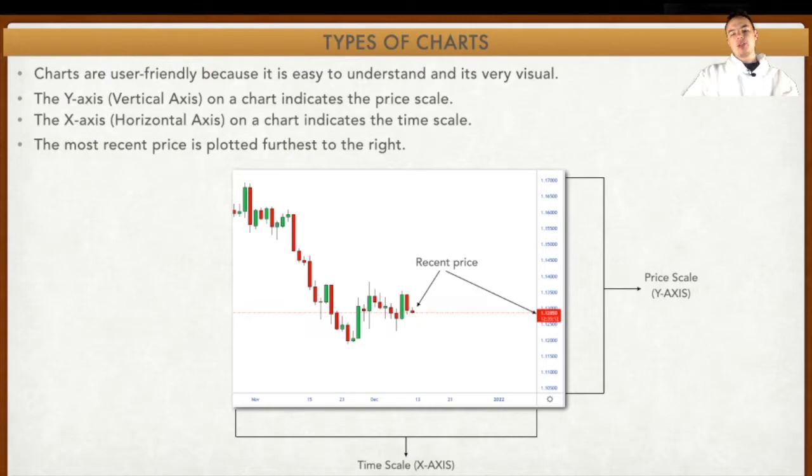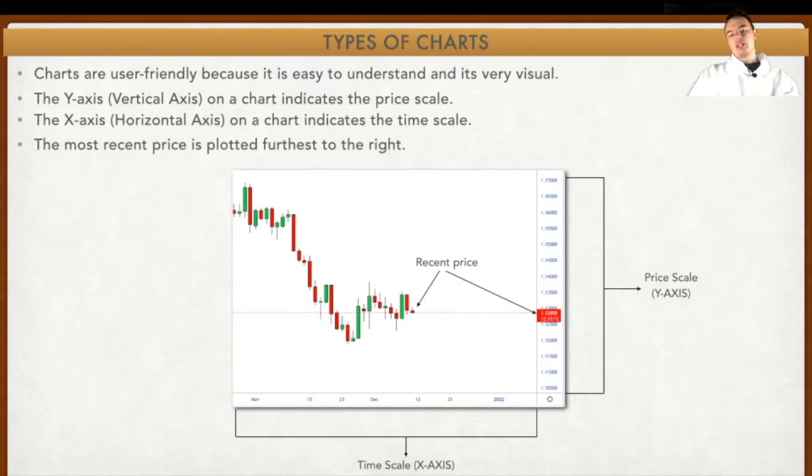So this is an image of a candlestick chart. As you can see, the price scale is on your right. You can see the price is increasing from as far as you can see on the chart. It's 1.10500, and it goes up all the way up until 1.17000. Okay, that is your y-axis. That is your price scale. Then your time scale, your x-axis, is at the bottom. So it shows you November, December, depending on what type of time frame you're on.